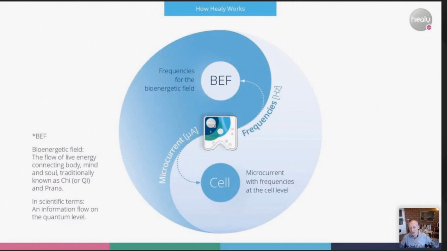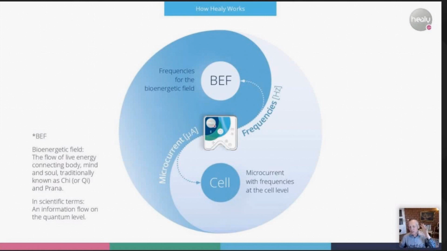So looking down, the low frequency modulated microcurrent aims at the cellular level, with the goal to increase the cellular energy. Whereas the higher frequencies aim at the bioenergetic field, and they are designed to harmonize the bioenergetic field. But the bioenergetic field is active in the environment of the cell, and the cell is active within the environment of the bioenergetic field. So the fields are within the body, and the body is within the fields.